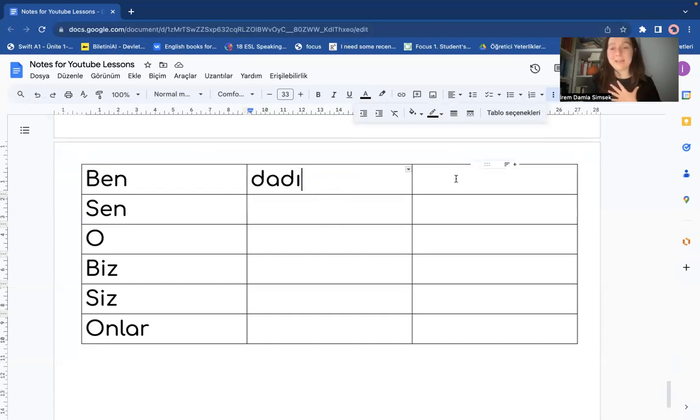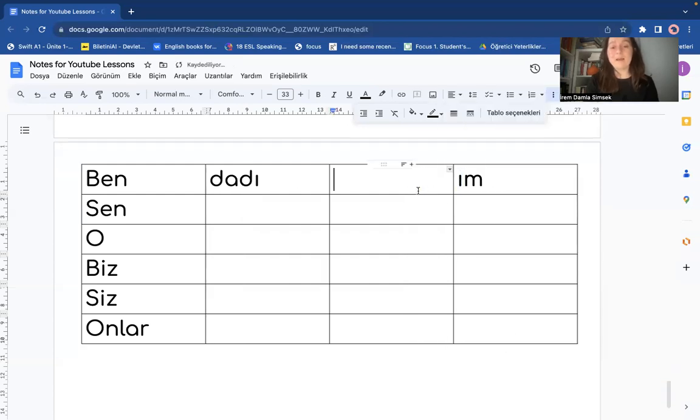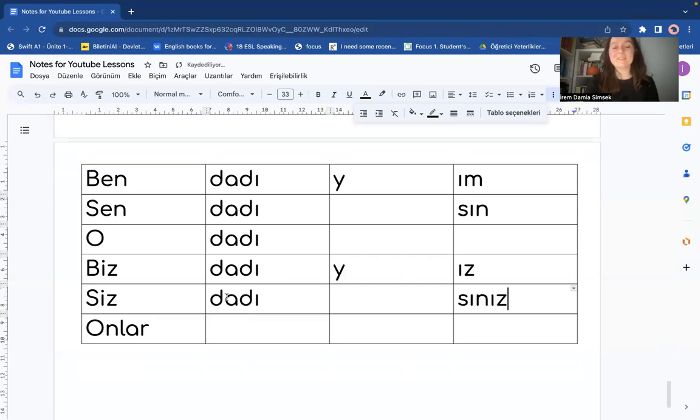So if you want to say I'm a nanny, ben dadığım. I cannot say it. As you see, I adapted my suffix, but there's a problem. I cannot use two vowels one after each other, so I need an assistant. Ben dadıyım. Sen dadısın. O dadı. Biz dadıyız. Again the same. Siz dadısınız. You are nannies. Onlar dadılar. They are nannies.